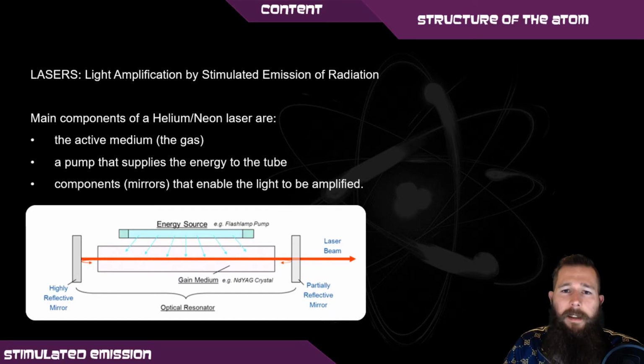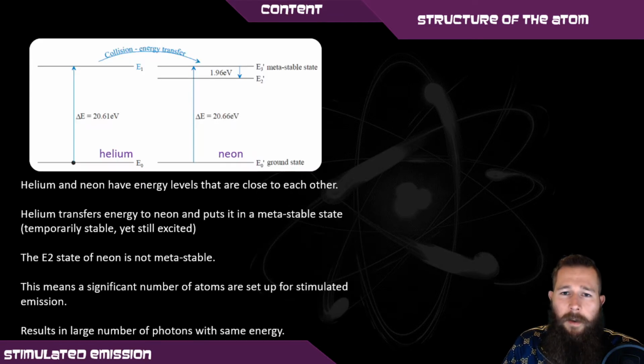We will look at a particular case of a helium neon laser, and the components of it consist of the gaseous medium, a pump that supplies energy to the tube, so that excites the electrons to the energy level that we're interested in, and other components that amplify the light, including a fully reflective mirror and a partially reflective mirror. The reason why helium and neon are chosen as the gas that we use in lasers is because helium and neon have energy levels that correspond very close to each other.